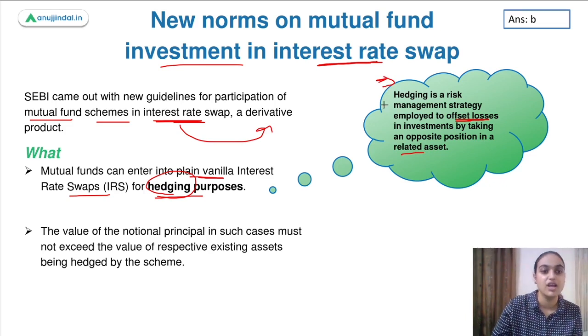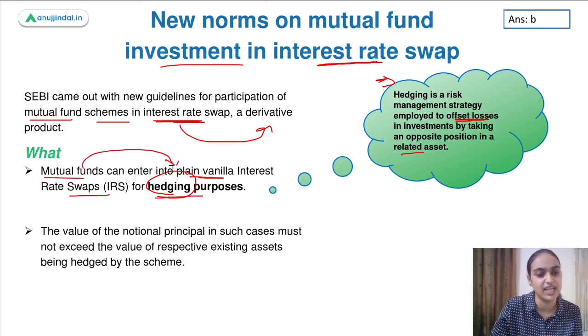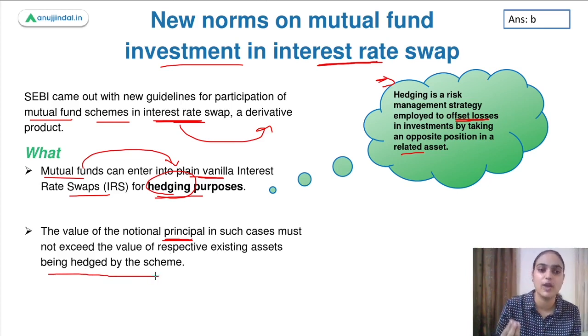So here, mutual funds can enter into the plain vanilla interest rate swaps and the value of principal in such cases should not exceed the value of expected existing assets which are hedged. So mutual funds ke jo bhi assets hai, the mutual fund assets which you are trying to hedge, the value of the principal amount in this interest rate contract should not exceed the value of those assets.